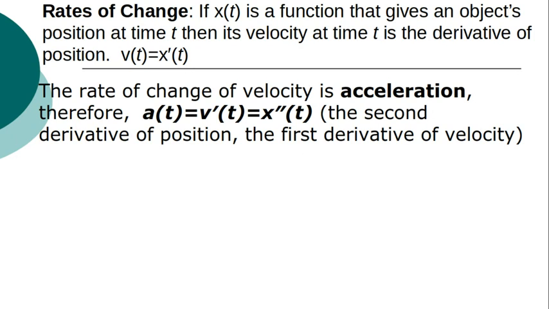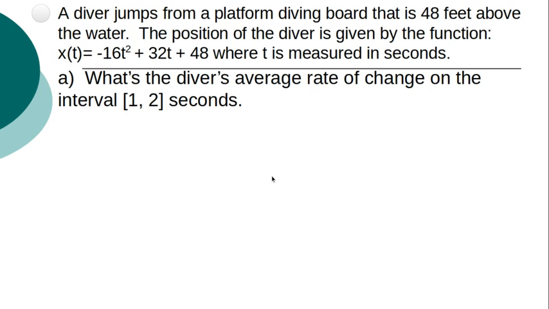All right, so depending on what you're given, if you're given the position and you want to try to find velocity, you can take the derivative. If you are given velocity and you're trying to find acceleration, you're only going to take one derivative. If you're given position and you want to find acceleration, you have to take the second derivative. So let's look at a couple of examples.